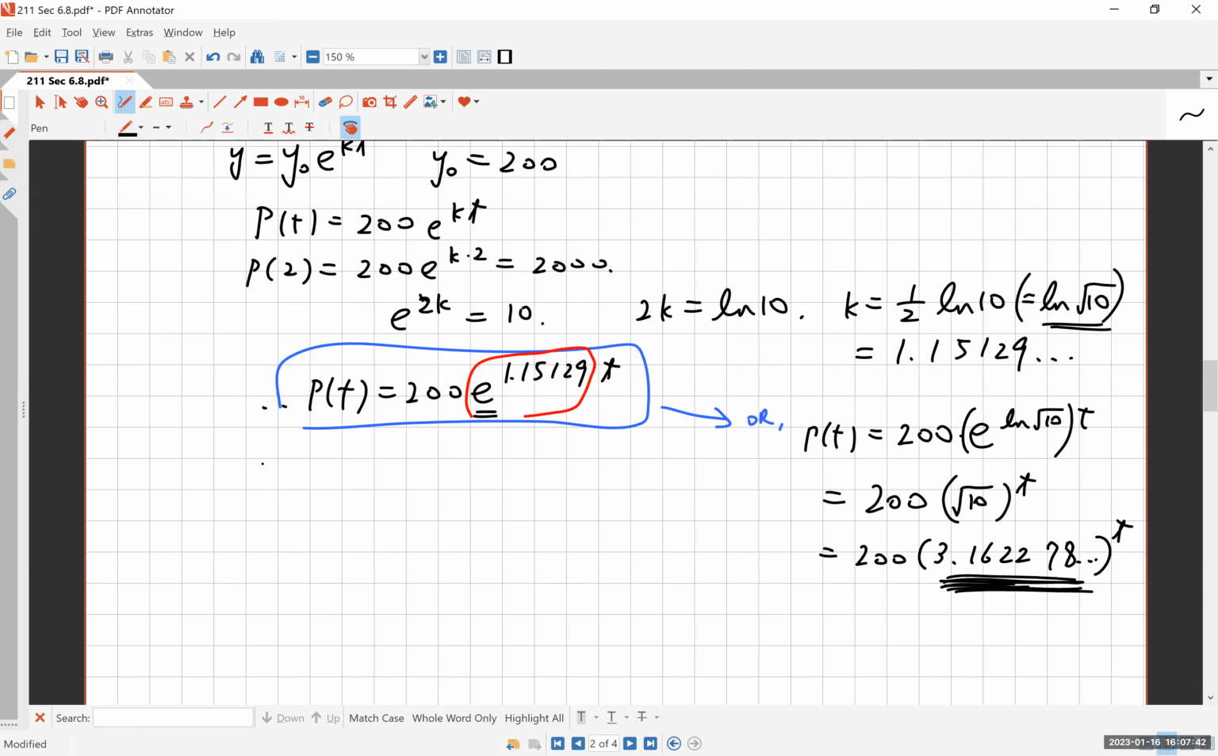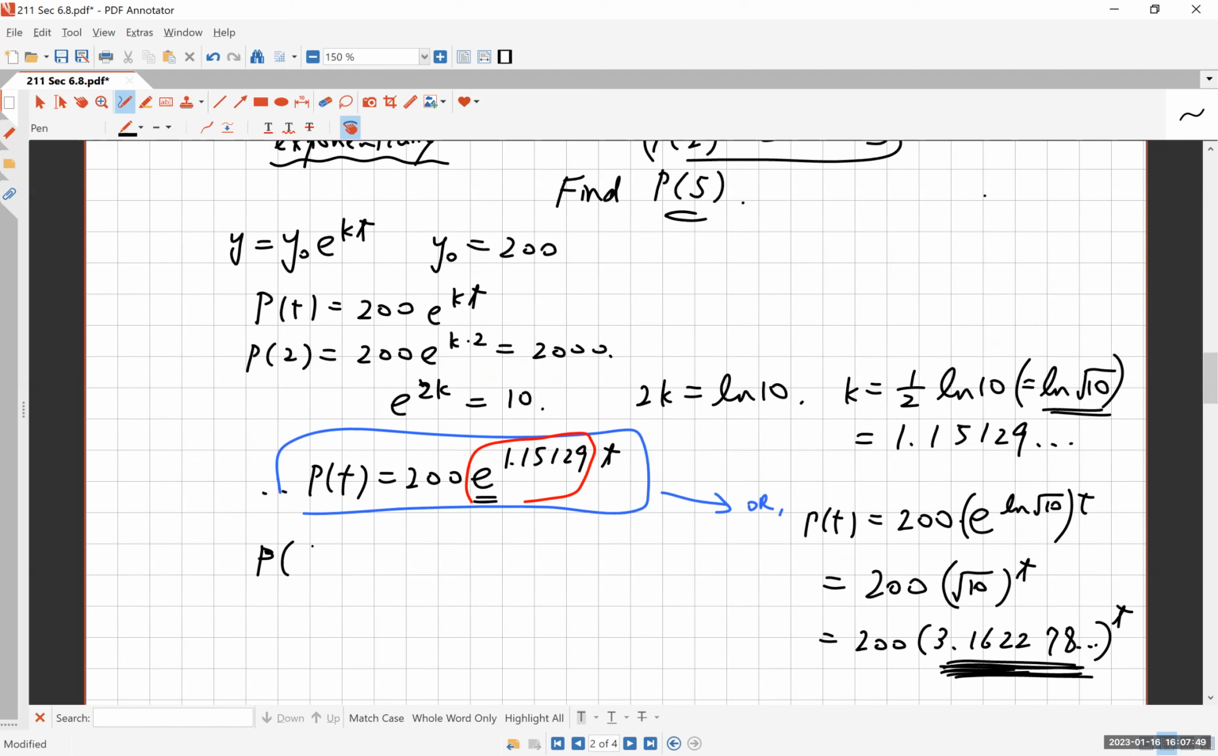So the answer to this question, I think the question was how many bacteria you will have after 5 hours. You just plug in 5 and you get 200 times e to the 1.15129, blah, blah, blah, times 5, and you will get your answer. I have the answer somewhere. That's about 63,246 bacteria.